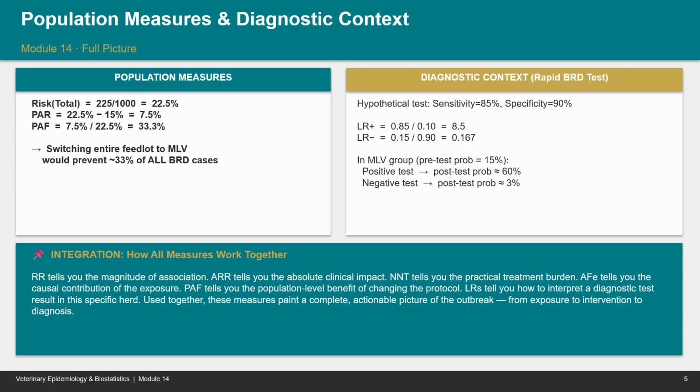I've also added a hypothetical diagnostic context. If you're using a rapid BRD test in the MLV group where pretest probability is 15%, a positive result raises the probability to about 60%, and a negative result drops it to about 3%. This shows how all these measures work together in a real clinical decision-making framework.